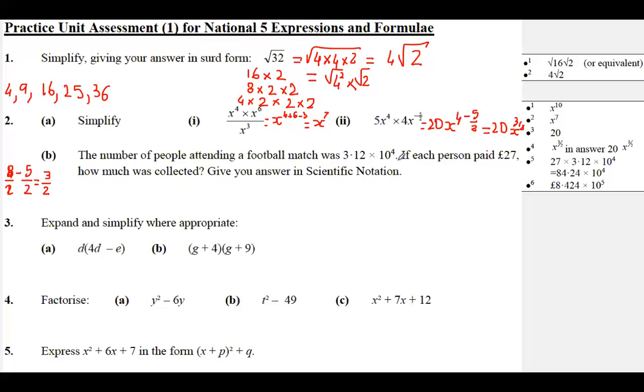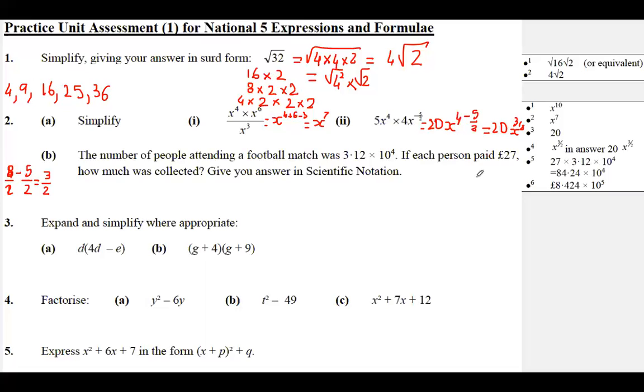So the number of people. Each person paid 27. So the whole thing, you times it by 27. And the answer I get is 842,400.